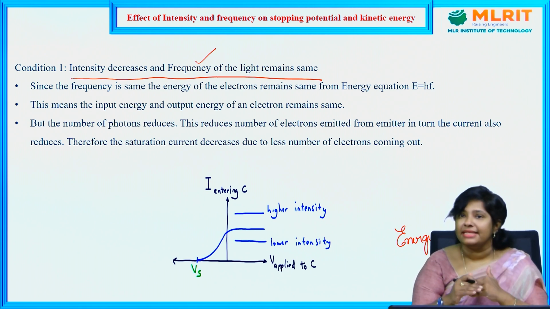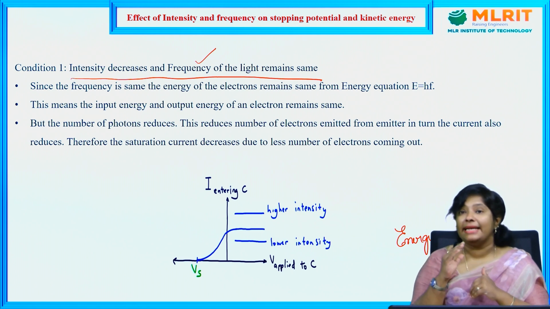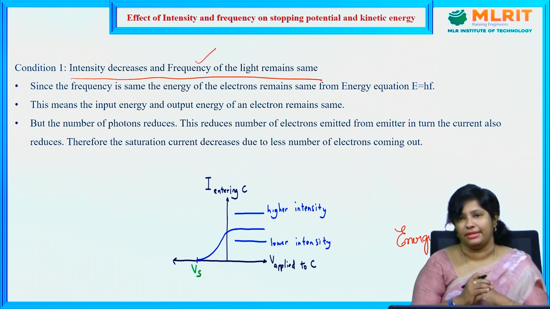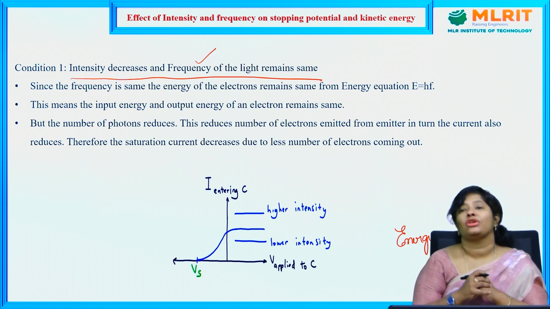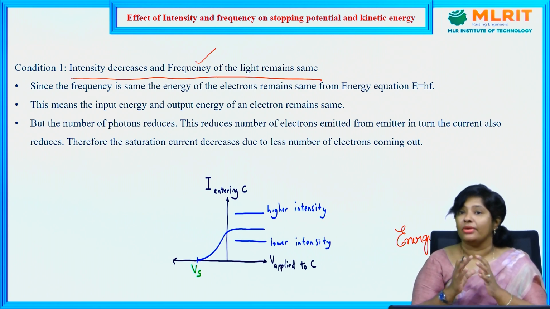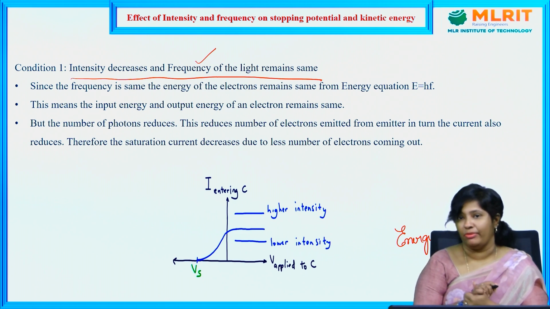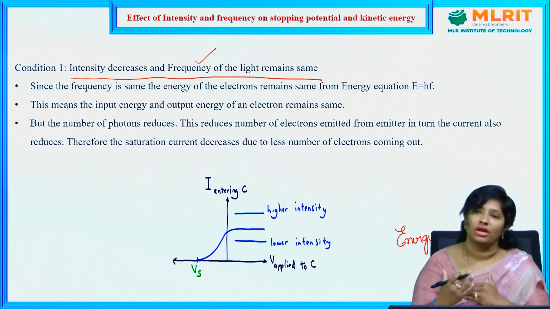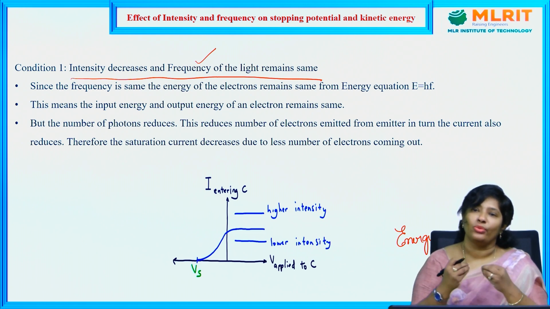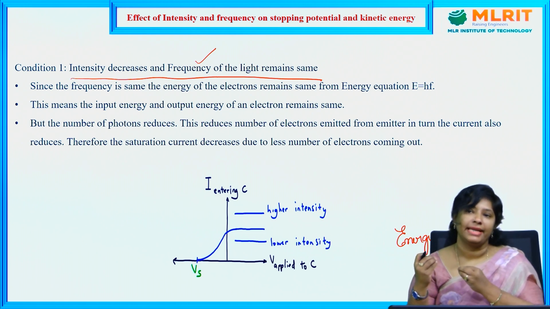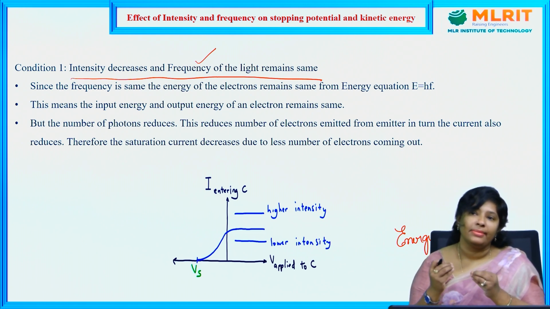This decrease in the count of the electrons decreases the photocurrent. Therefore, the saturation current decreases due to the smaller number of electrons coming out. See here, the saturation current will be more when the count of the electrons is more. Whether one electron is released or ten electrons are released, the energy remains the same.